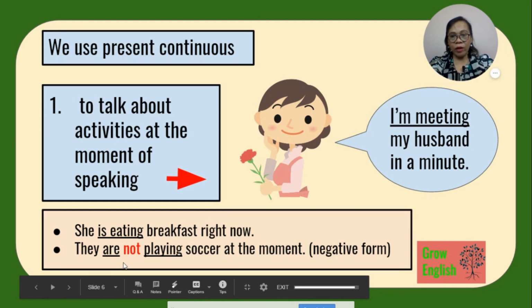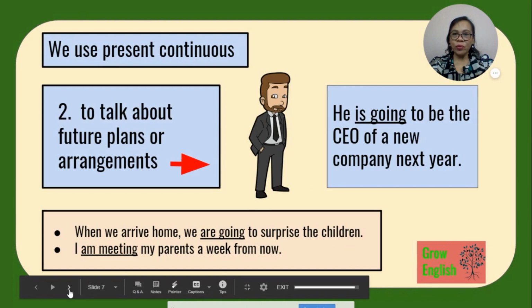Now take note, we have here the word not. Not is a negative form, and you can use this in forming the present continuous. They are not playing soccer at the moment. We have the time element here, which is at the moment, and the other one is right now. So these are the examples for rule number one, to talk about activities at the moment of speaking. Okay, so let's go to rule number two.